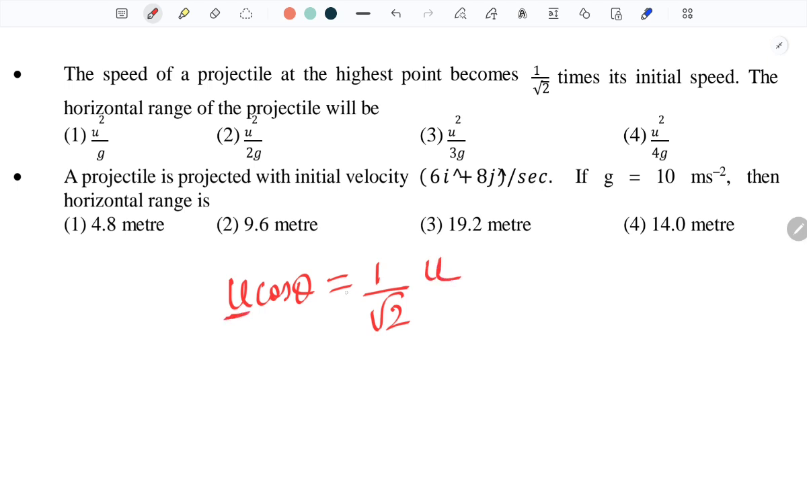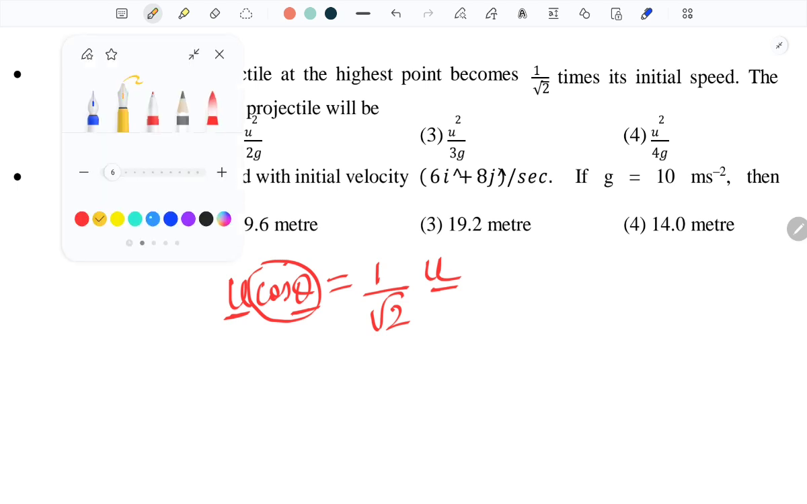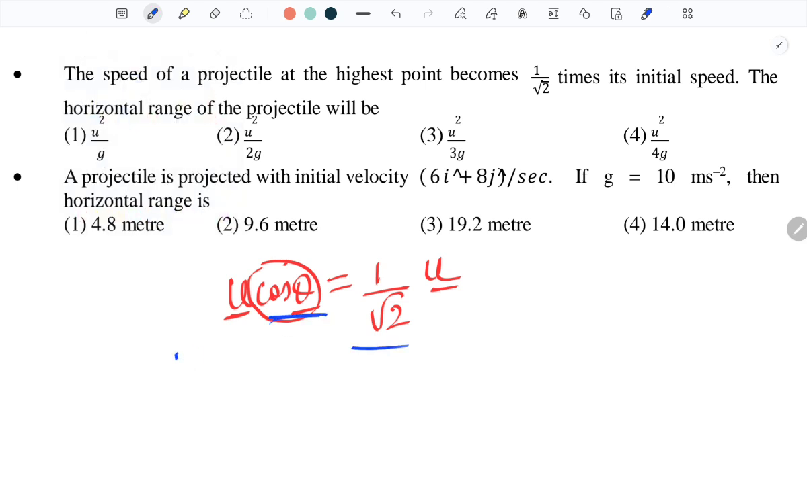Meaning, u remains u itself, but something is happening to cos theta which is making it 1 by √2. So when will cos theta be equal to 1 by √2? This happens when theta is equal to 45. This is what you need to understand. So theta becomes 45. Only then the speed of the projectile at the highest point becomes 1 by √2 times its initial speed.